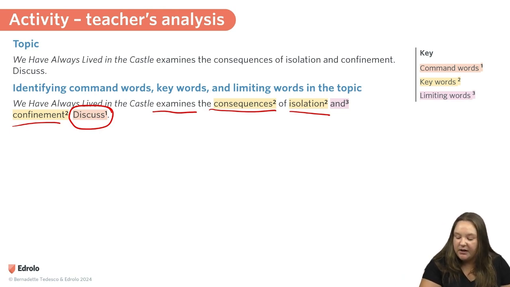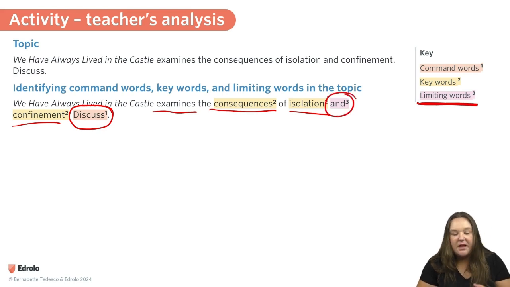And finally, hopefully you were able to identify the limiting word and the idea that isolation and confinement have the same consequence might be something that you disagree with and want to argue against, that the consequences of isolation can be one thing and confinement is a different thing. So that's a point of contention that you can get some nuance into your ideas.